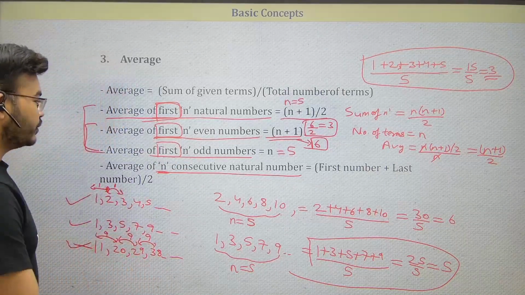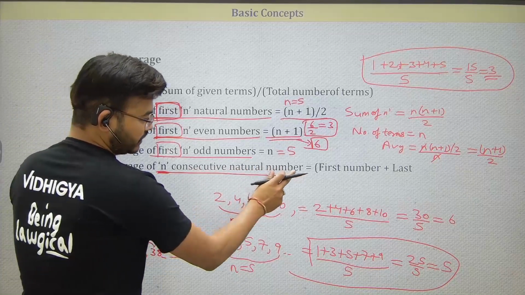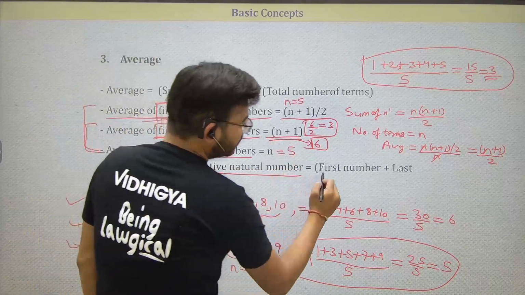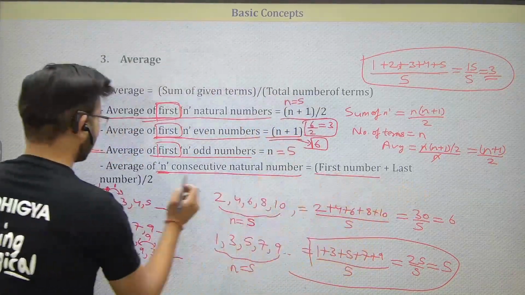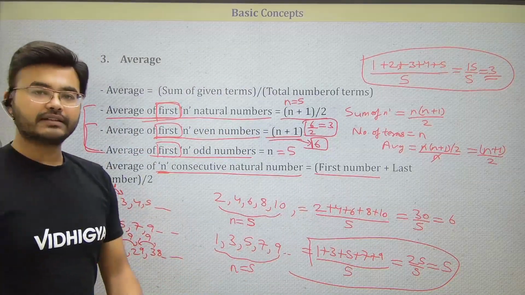So if you need to find the average of n consecutive numbers, simply you need to write the first number, add the last number and divide by 2, and you will get the average.